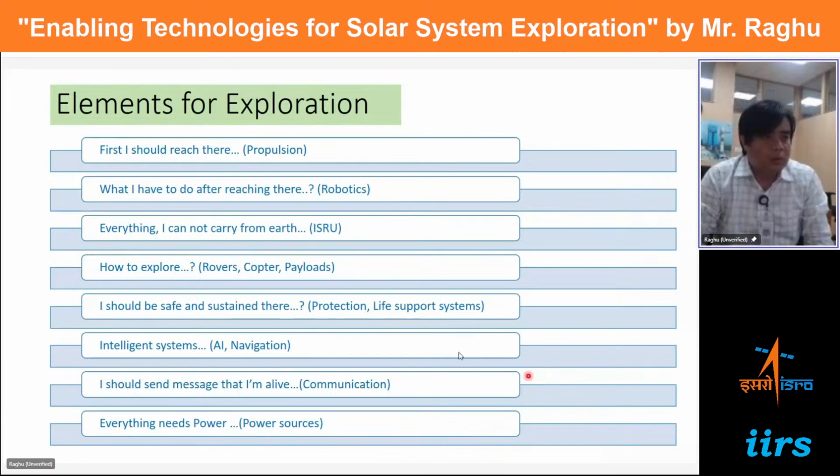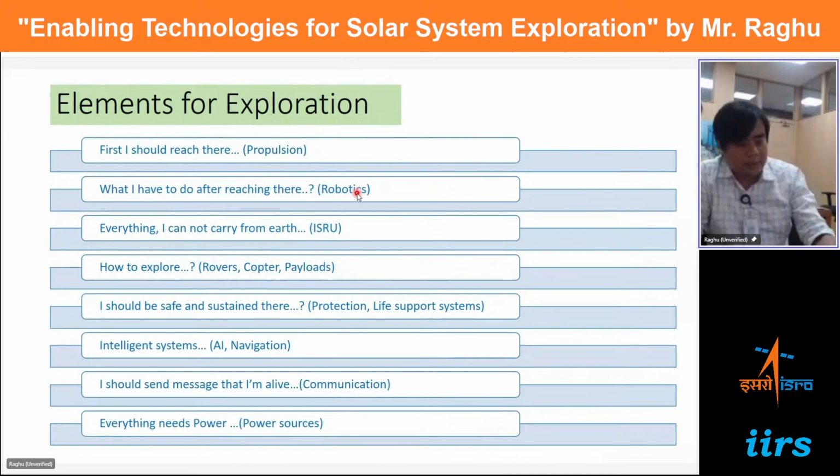So when you talk about elements of exploration, to explore, I should first reach there, because without reaching there I cannot do any exploration. For that, I should first have a propulsion system to reach the place I want to explore. Second, after reaching there, robotics elements are required, because I cannot go in the first go. As Dr. Ganesh also mentioned, planetary environments are very harsh and not habitable for us. So we have to send robots first to explore the conditions.